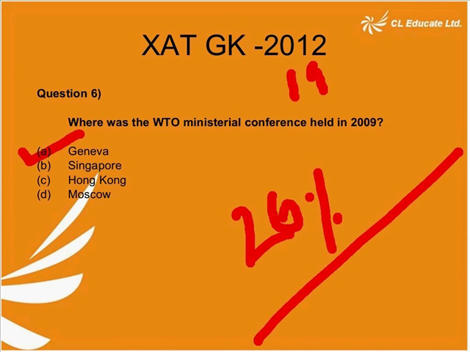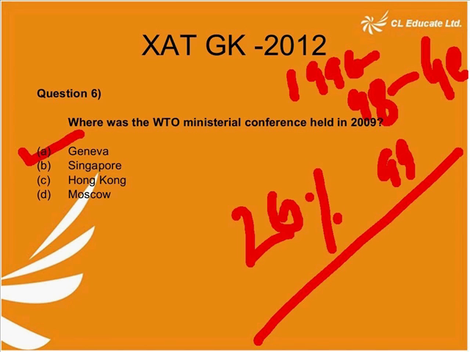1996 Singapore. Second in 1998 in Geneva. Then 1999 Seattle. In which country is Seattle? Yes, very correct. A lot of you are giving the correct answer. US. Yes, it's close to the Canada border, but it's in the US. Then the fourth ministerial conference was held in 2001 in Doha.